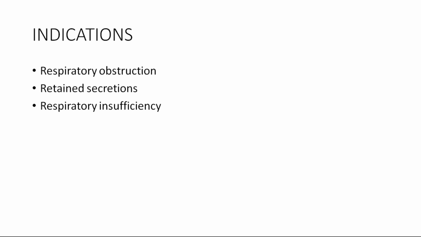The third one is respiratory insufficiency, where the patient is unable to take air in voluntarily. For example, in abdominal injuries, where the pressure created in the abdomen leads to elevation of the diaphragm and limits intake of air. And also in chest injuries, where the patient can't breathe normally. In these cases, we can go for tracheostomy. These are the indications: respiratory obstruction, retained secretions, and respiratory insufficiency.